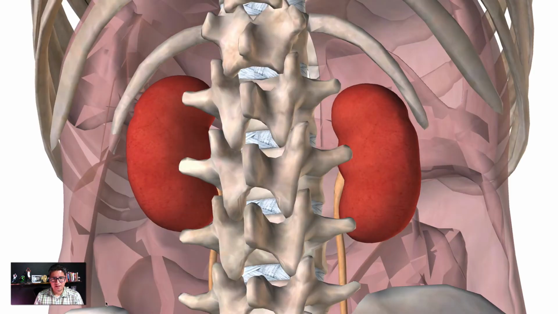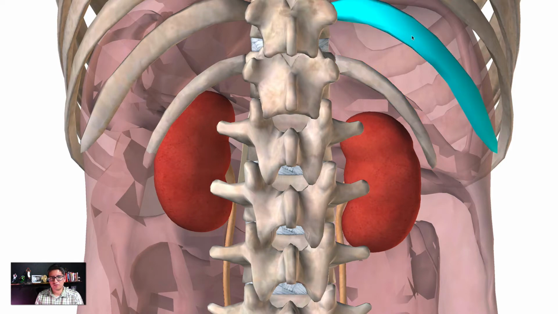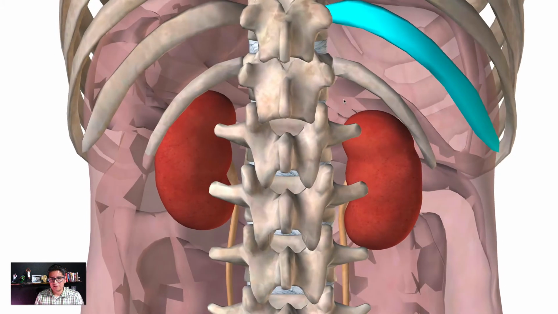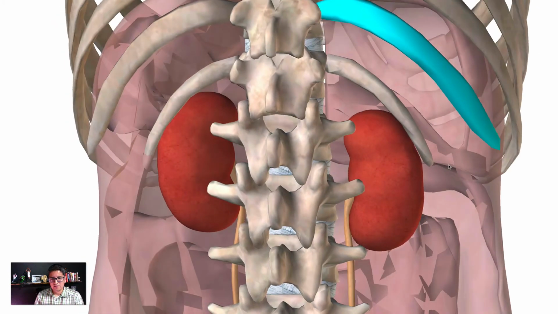As I said, you have a right and a left kidney. The kidneys are protected partially by your floating ribs, your 12th rib and your 11th rib, and also your spine. On the anterior portion, they are protected by your abs and your internal organs. So here are your kidneys.